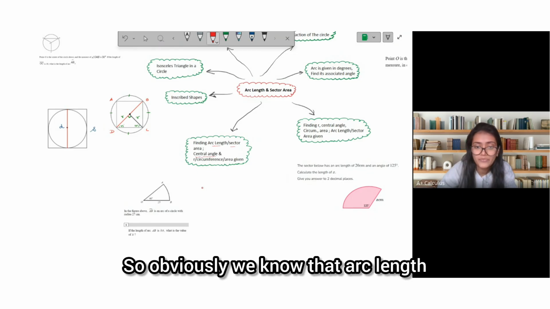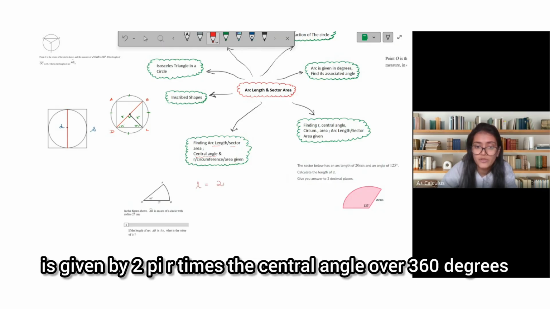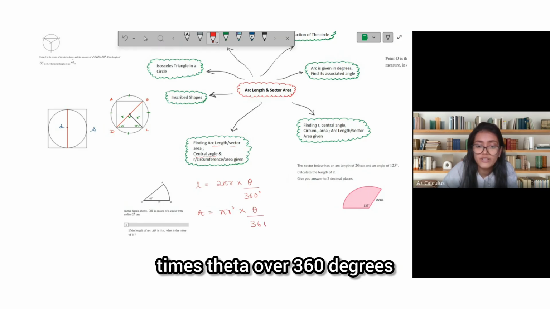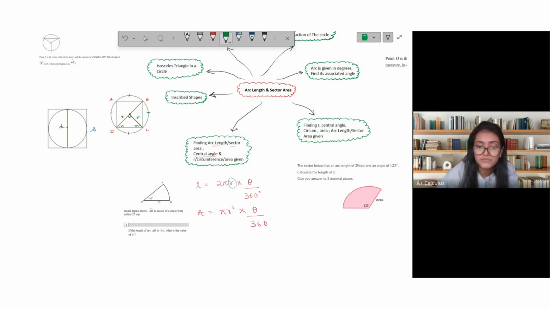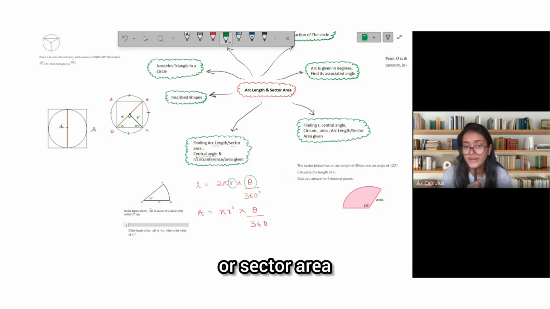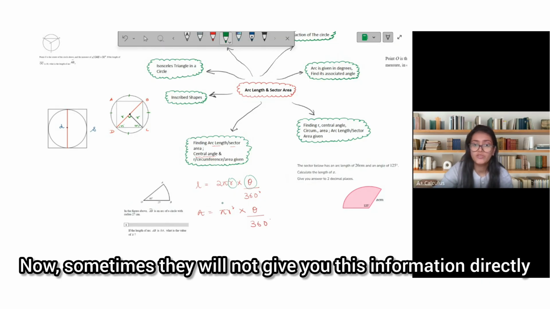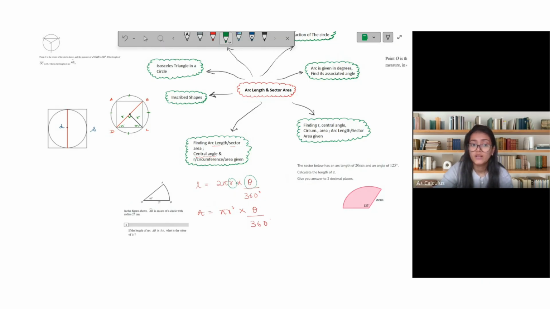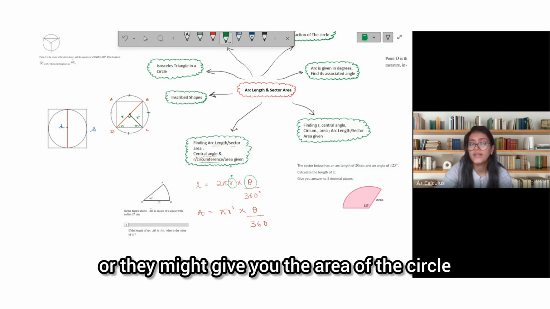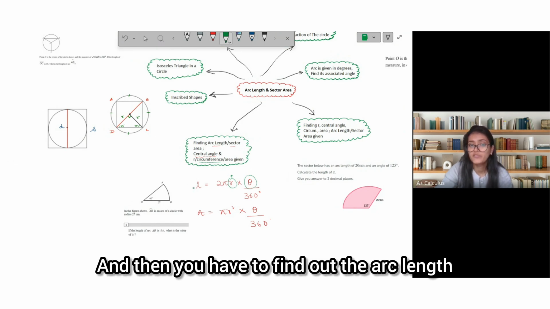Obviously we know that arc length is given by 2 pi r times the central angle over 360 degrees, and the sector area is given by pi r square times theta over 360 degrees. So we need only two things, the radius and the central angle, to find the arc length or sector area. Sometimes they will not give you this information directly. Instead of giving the radius directly, they might give you the circumference of the circle, or the area of the circle.